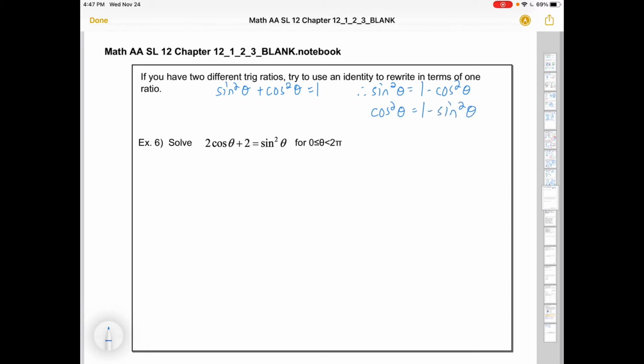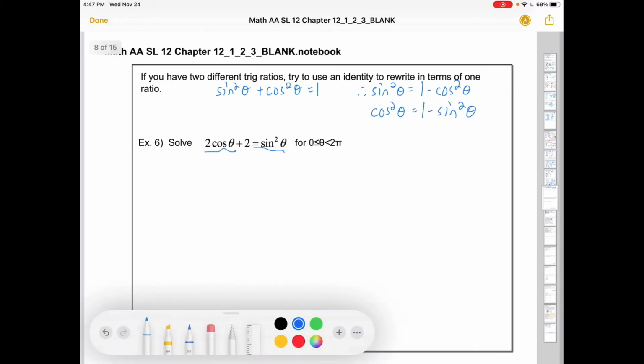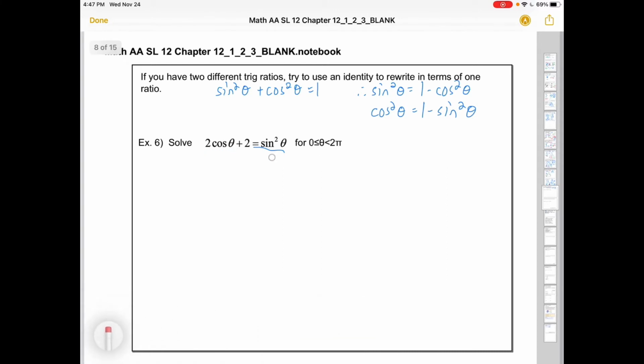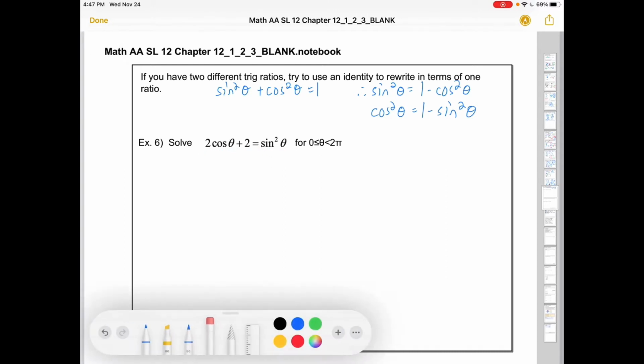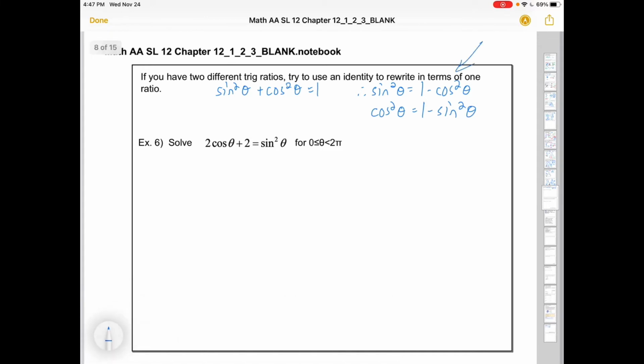So let's look at this equation below. It's got a cosine and a sine squared in it. That's not great. We have different ratios. The one that is easier to get rid of is actually the sine squared, because it has a different definition right over here. Sine squared is 1 minus cos squared. Now, do we know that that's going to help us? Not really, but it's a thing that we can try. Okay, so we'll just put it in there, and we'll go 1 minus cos squared theta.